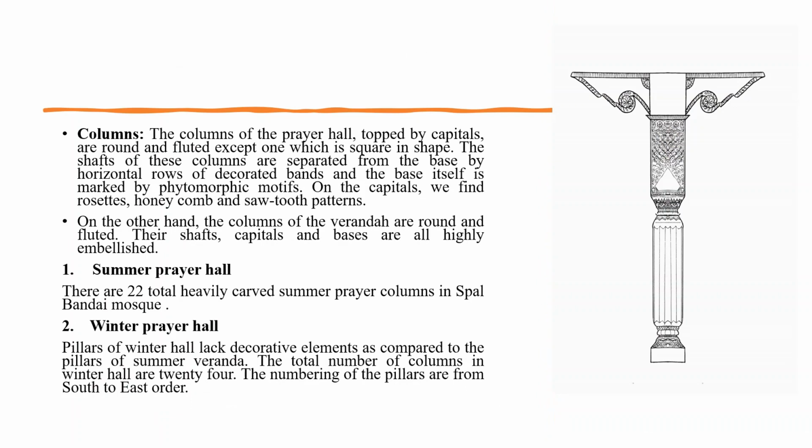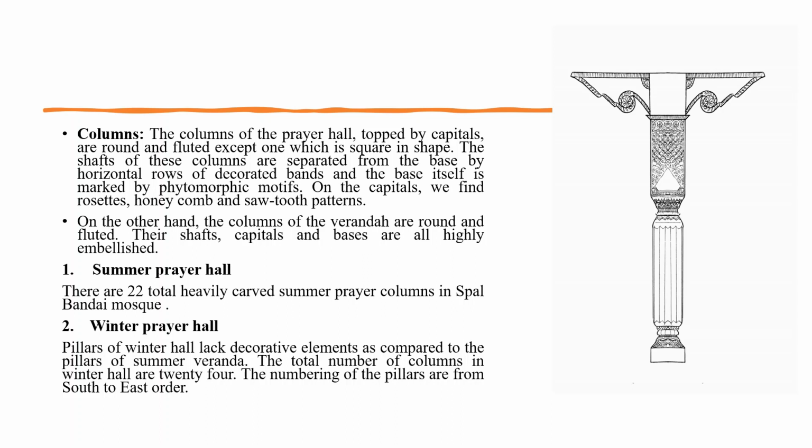Columns. The columns of the prayer hall, topped by capitals, are round and fluted except one which is square in shape. The shafts of these columns are separated from the base by horizontal rows of decorated bands, and the base itself is marked by phytomorphic motifs. On the capitals, we find rosettes, honeycomb, and saw-tooth patterns. On the other hand, the columns of the veranda are round and fluted. Their shafts, capitals, and bases are all highly embellished.